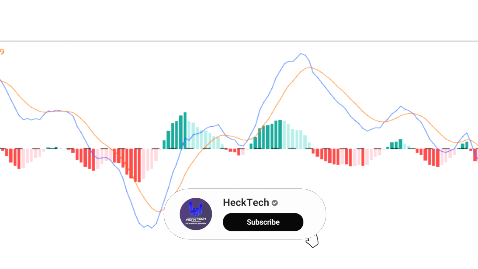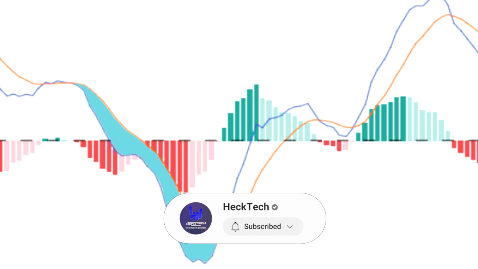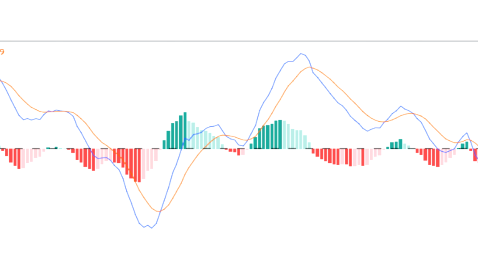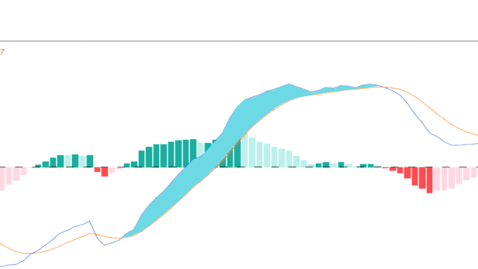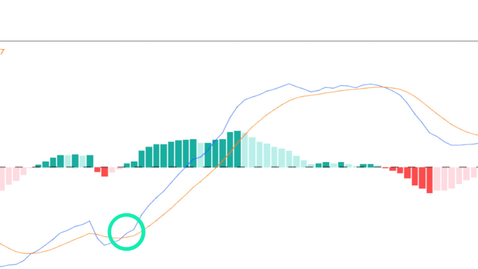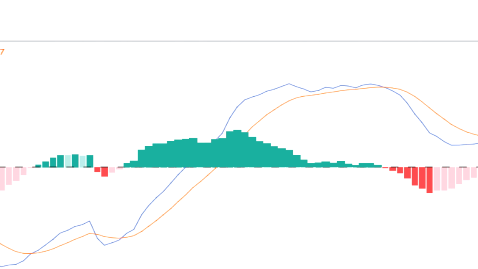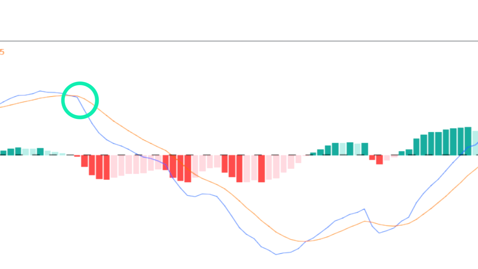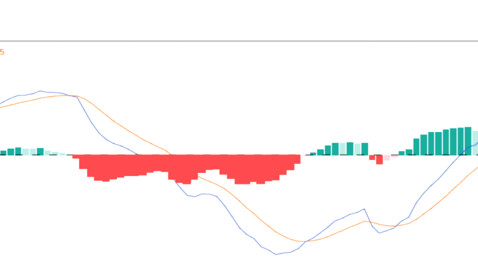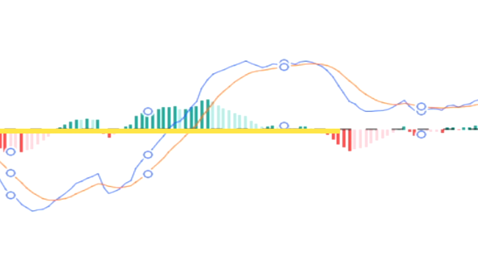Next, we have the histogram, which represents the difference between the MACD line and the signal line. So for example, the smaller the space between the two lines, the smaller the histogram gets. The bigger the space, the bigger it gets. You can also see once the MACD line crosses above the signal line, the histogram turns green. And if the MACD line crosses below the signal line, it turns red. And finally, we have the zero line, which basically represents the center of a MACD indicator.